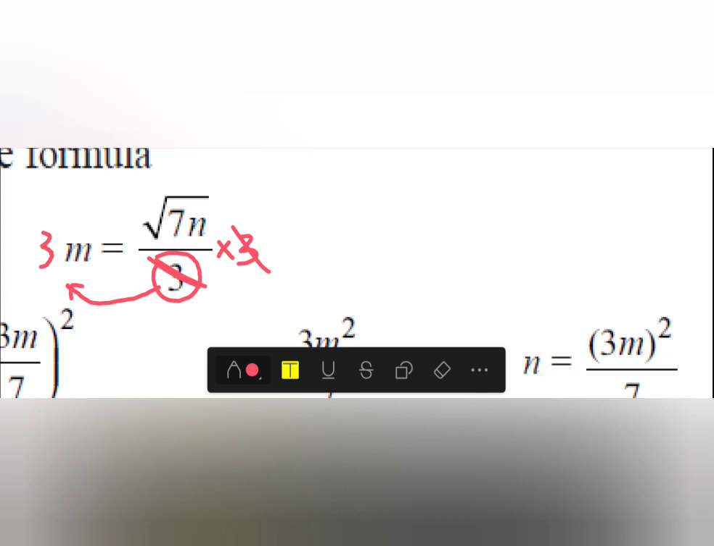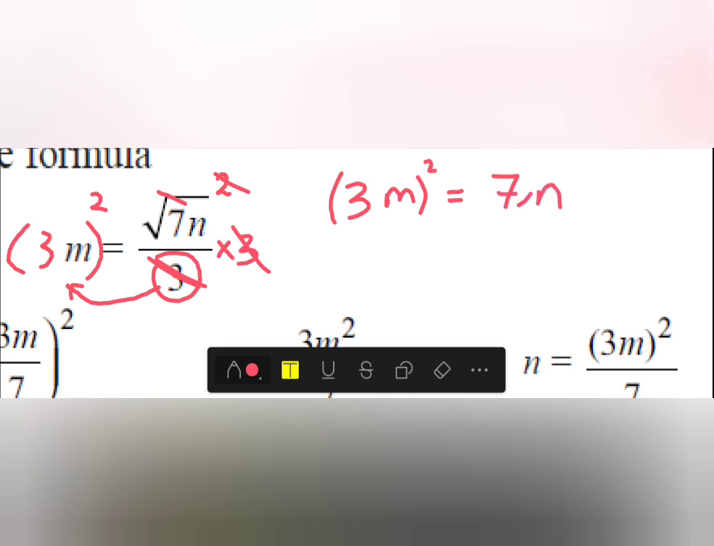Now, to remove a square root, what do I do? Very good. I square both sides. So I'm going to square this side here, and I'm going to square this side. Now, the square root is going to be removed together like this. So the root and the square will go together. And I end up with 3m squared equals 7n. Let me write it here. So 3m all squared equals 7n.